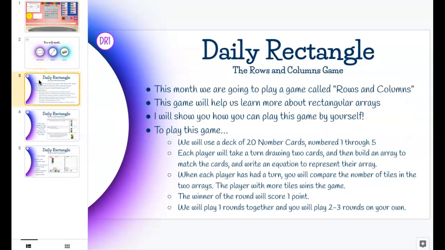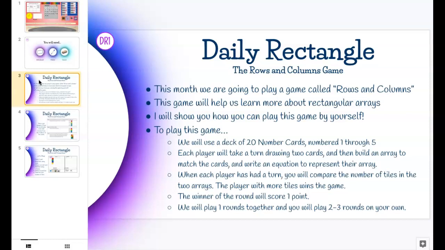So when we play the rows and columns game, we play to help us learn more about rectangular arrays. I will remind you how you can play this game by yourself. To play this game, we use a deck of 20 number cards, numbered 1 through 5. Each player will take turns drawing 2 cards and then build an array to match the cards. After that, we write an equation to represent the array.